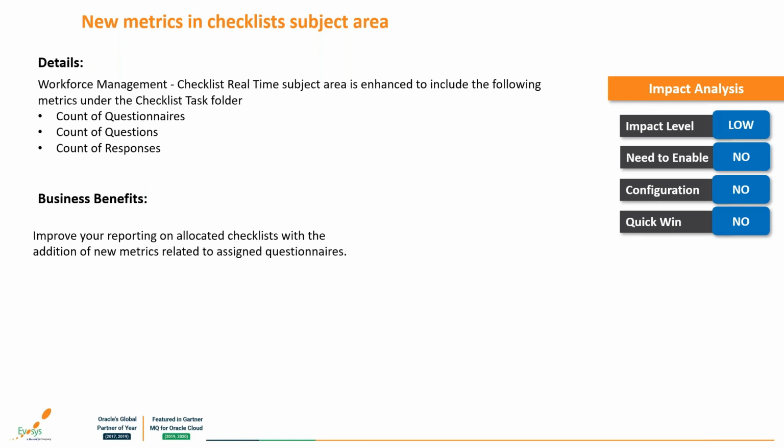New metrics in checklist subject area. In the checklist subject area, new metrics have been added, like count of questionnaires, count of questions, and count of responses. Based on this, a new checklist has been created, and some questionnaires have been added. So the Oracle team, the reporting team can check how many questionnaires are there, how many questions are there, and how many responses have been received.